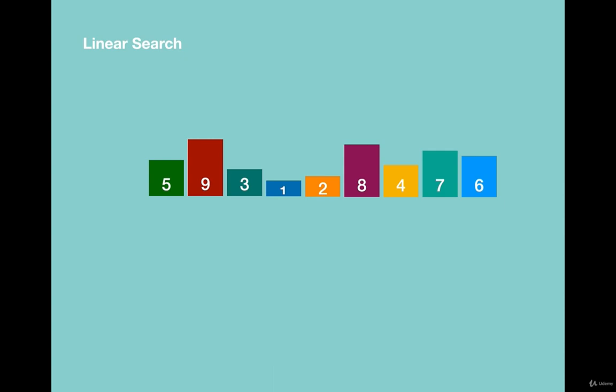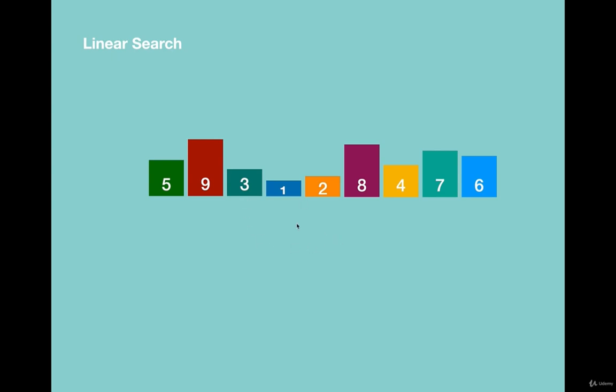Now in this lecture, we will start to learn a very basic searching algorithm, which is linear search. It is the simplest searching technique. In this technique, the items are searched one by one. This procedure is also applicable for sorted and unsorted arrays. Linear search is also known as sequential search.